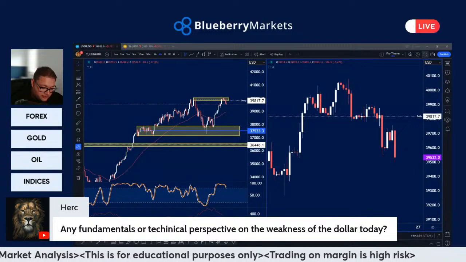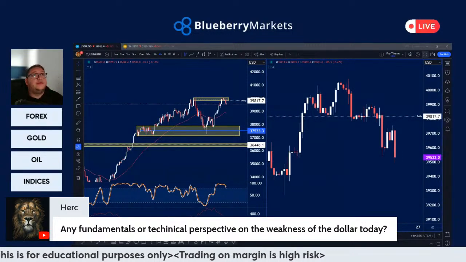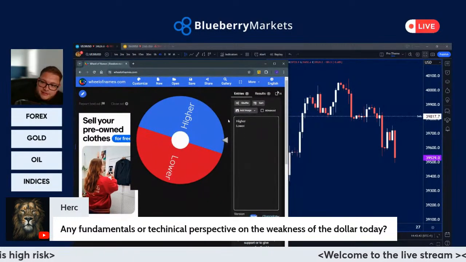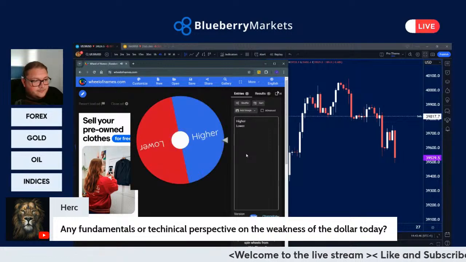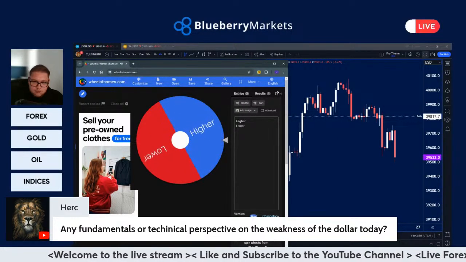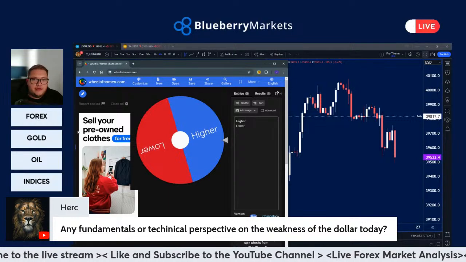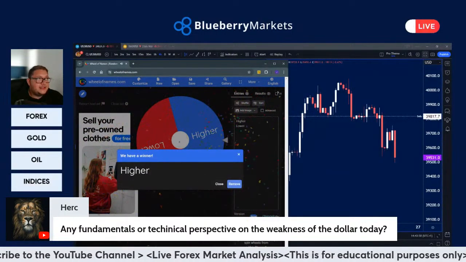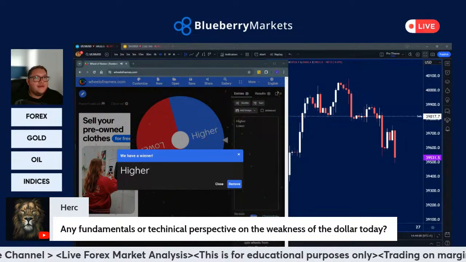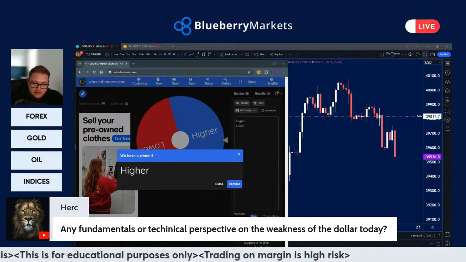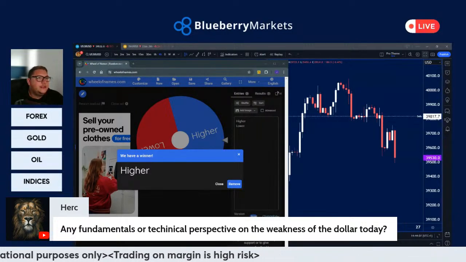I'm going to leave it up to fate in the next minute. We'll do higher or lower on the Dow. Let's see if fate gets it right. So we got higher on the wheel of names, the wheel of fortune. If it does, I might have to start spinning a wheel for every currency pair that we have. But let me know in the chat what you think, higher or lower.